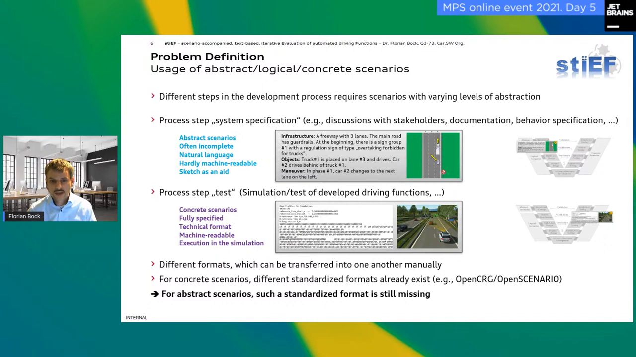They are hardly machine readable because they are ambiguous. They can be written with spelling errors or whatever. And they use a sketch as an aid. On the other side, there's the process step of testing. In this testing, we have concrete scenario descriptions, which are fully specified. They use a technical format. They are machine readable for sure. And they can be executed in the simulation. Different formats which can be transferred into one another exist, but they have to be transferred manually.